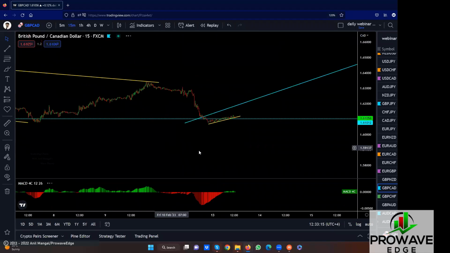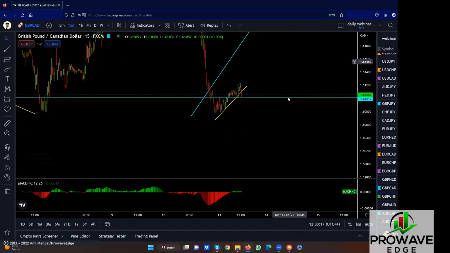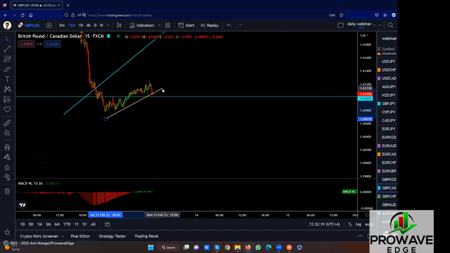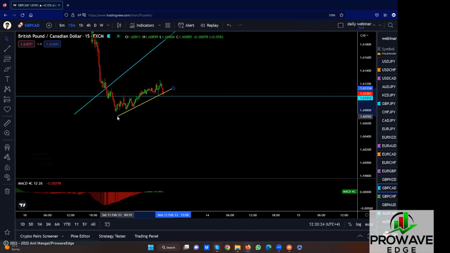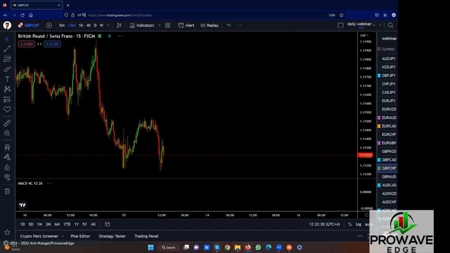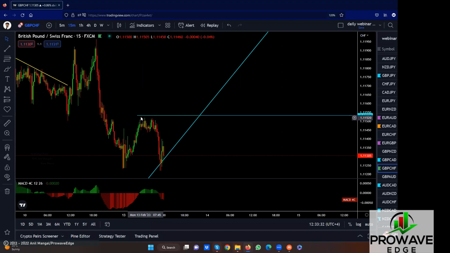Let's see if we get a 50-minute flag anywhere. No, not really. I would hate to take a trade here with a stop there. Not a good idea. If you get a 15-minute flag under this one, then maybe only then we can consider a very aggressive trade. Pound Swiss, take it off.